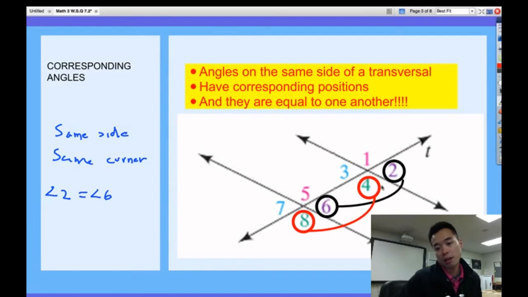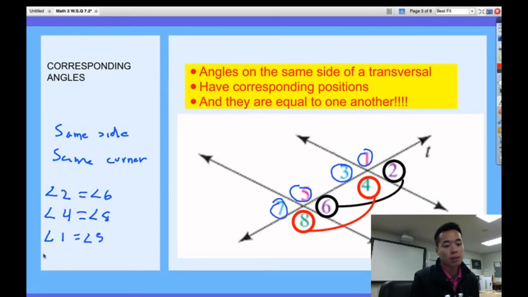You can see that if you're tilting it, angle 2 is in the upper right hand corner, and then going across the transversal, angle 6 is in the same corner. And then angle 4 is a corresponding angle, it matches angle 8. If you haven't seen already, angle 1 corresponds with angle 5, so I can say angle 1 is equal to angle 5, and the last set will be angle 3 corresponds with angle 7. And those are corresponding angles. Again, if you need to, pause it and write down the definition and write down the example.